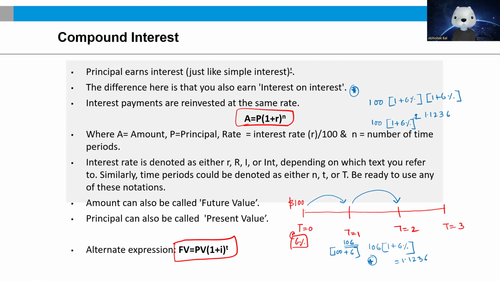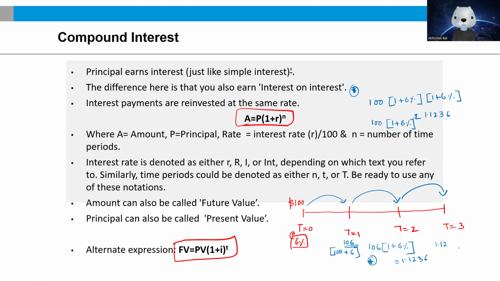All right. Now, what happens at the end of year 3? Of course, you have guessed it right, that now the new principal for year number 3 becomes 1.1236.